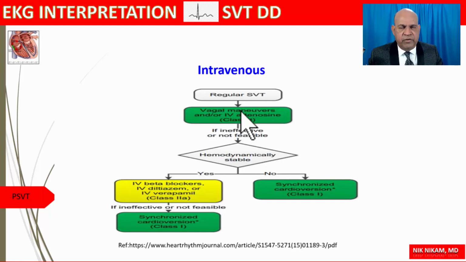If adenosine and vagal maneuvers are ineffective, and if the patient is hemodynamically stable, then we can try IV beta blockers and intravenous diltiazem or verapamil. And if these don't work, of course, the final option would be synchronized cardioversion. If the patient is unstable, if the patient is hypotensive, if the patient is hypoxic, don't waste any time. Get the paddles ready and go for synchronized cardioversion.